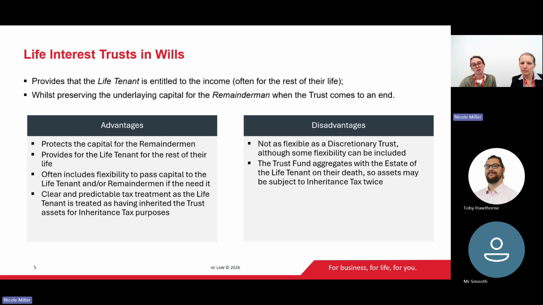It includes the flexibility to pass capital to the life tenant and or the remaindermen if they need it. So if the trust is quite a large pot, and the life tenant doesn't need all that income for the rest of their life, they've got enough of their own funds to deal with their expenditure, then the trustees can make the decision to advance capital. So say we have an investment and one of the remaindermen is experiencing financial hardship, there can be a decision between all the trustees and those beneficiaries to advance capital to the remaindermen whilst the trust is still ongoing. So it's nice and flexible in that regard.